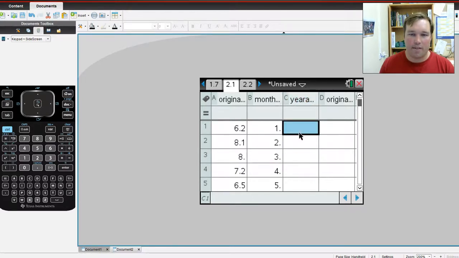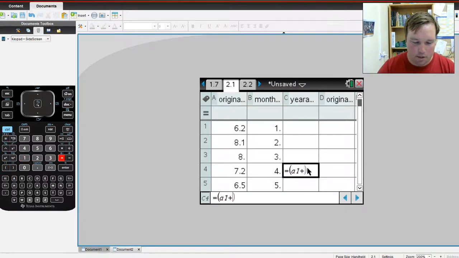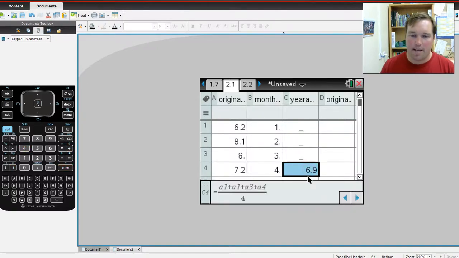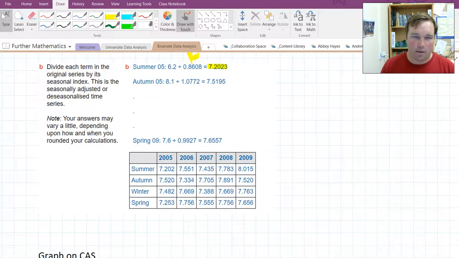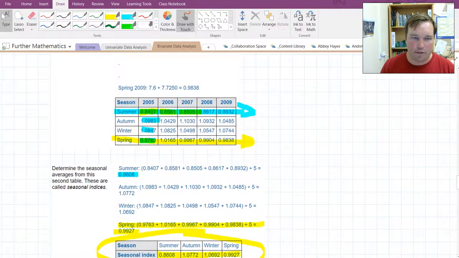First thing we want to do is find the year average. So the first year is, I know it's called the month number, but really they're season numbers, 1, 2, 3, 4. This is the first year. And I want to find the average of the first year. So let's do equals A1 plus A2 plus A3 plus A4 divided by 4. Alright, so that is the average of the first year, 6.9. And we can go back here and look at where that appeared for our first time.